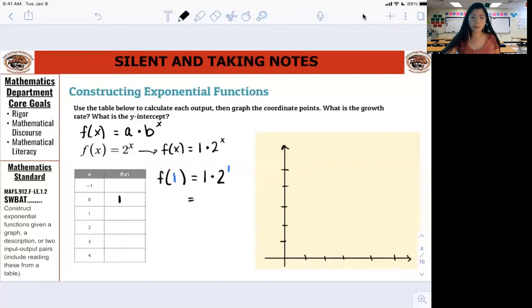So I have to do my exponent. What is 2 to the power of 1? It's 2. And what's 2 to the power of 0? It's 1.